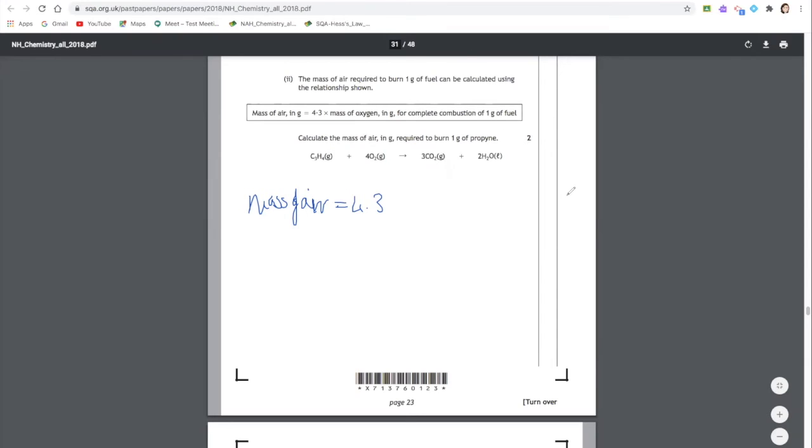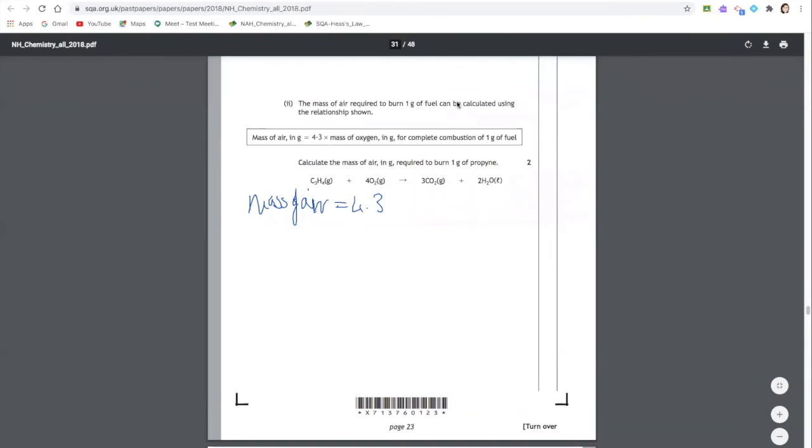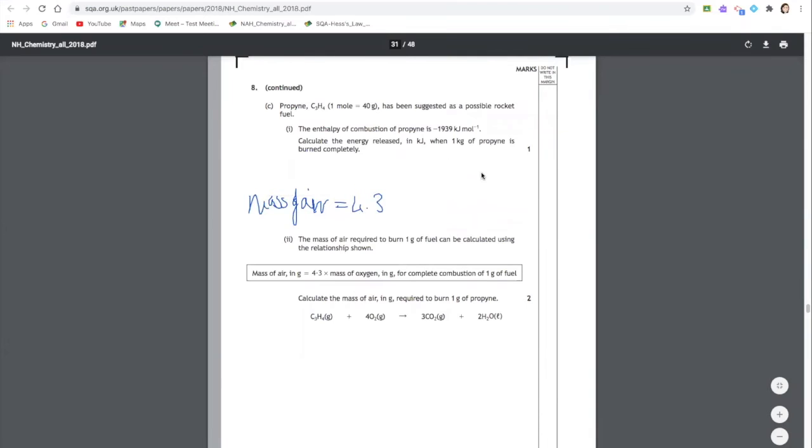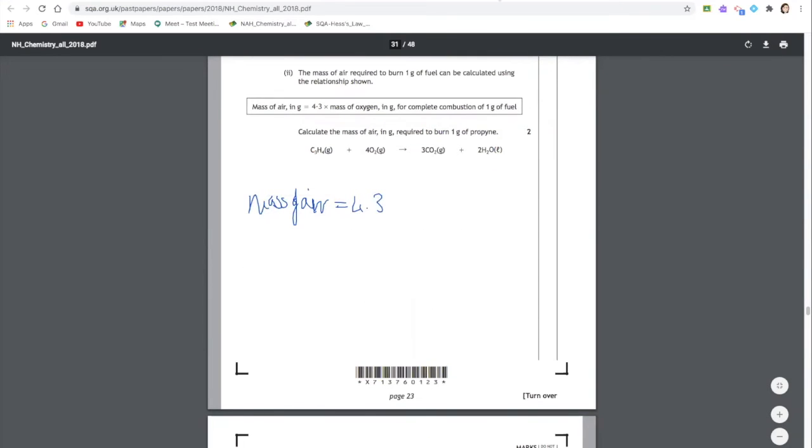So we need to work out how many moles of propane we've got. So propane's mass is 40 grams. So if we've only got 1 gram, the number of moles would be 1 divided by 40. So that would be 0.025. Because it's a 1:4 ratio, if we've got 0.025 moles of the fuel, we need 4 times the amount of oxygen.